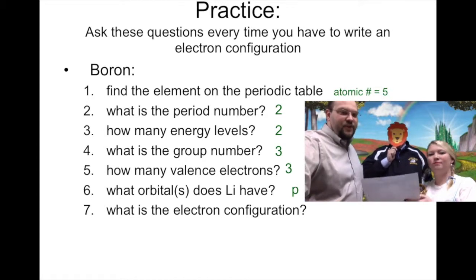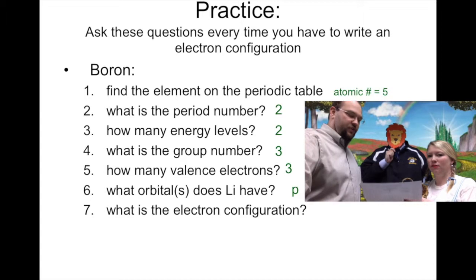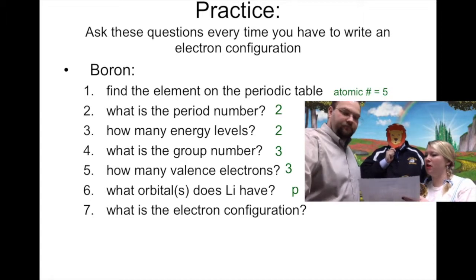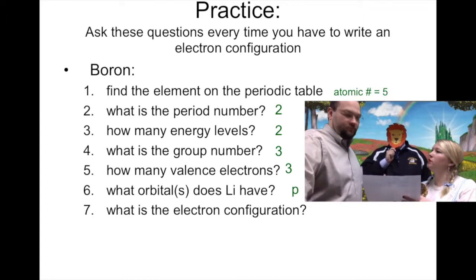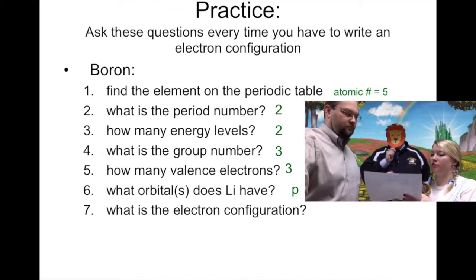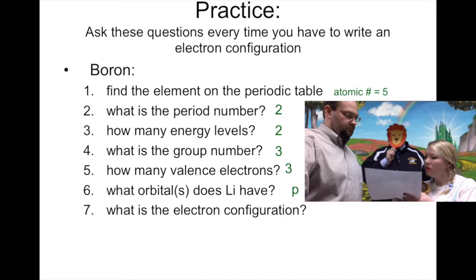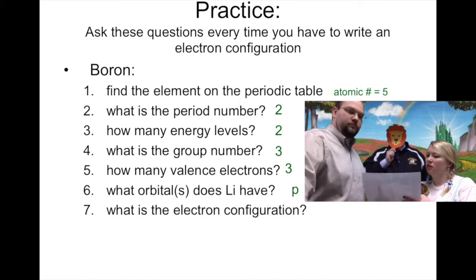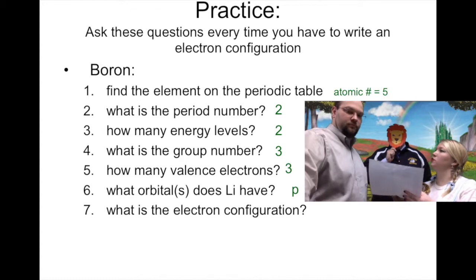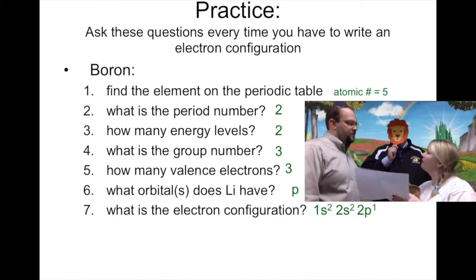All right, and then for the configuration, we would start with the ones. So I'd say 1s2, which would get me as far as helium. Then I would go to row 2, and I would say 2s2 because I would pass lithium and beryllium. And then I would say 2p since we're now in the p block. And I would say 1 since it's the first element in the block. Fantastic job.